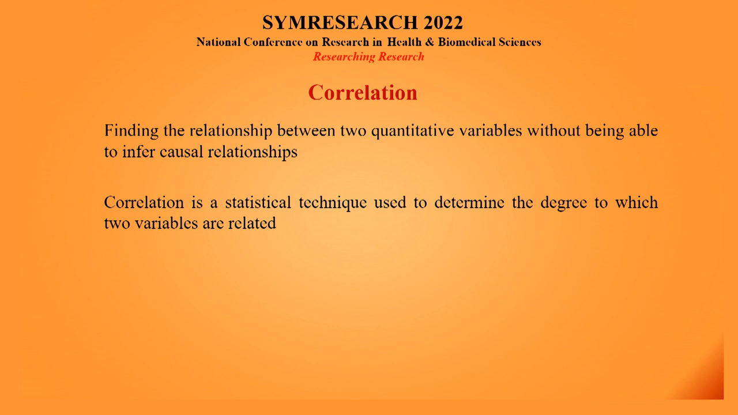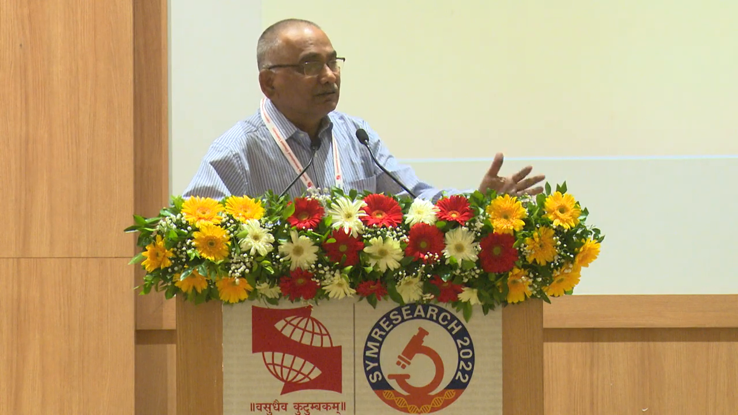This is a necessary condition. Two variables, if they are not correlated, their relationship cannot be causal. So this is the necessary condition, correlation. This has to be first. Two variables correlated may or may not be causally related, right? But for two variables not correlated, there is no question of a causal relationship. So this is a necessary condition for a variable to be causally related to an outcome.